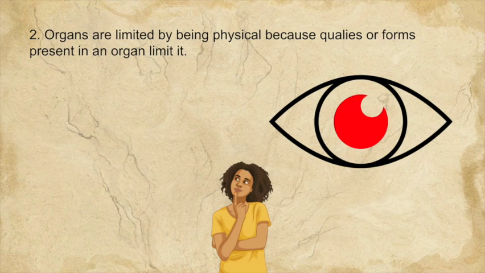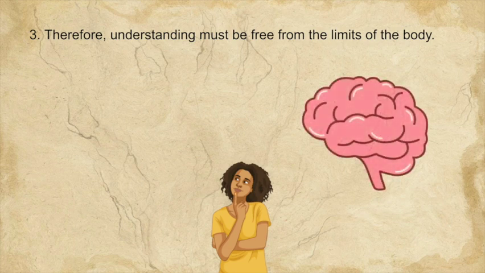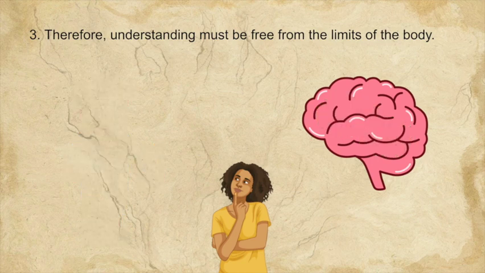Matter present in the mind would limit its ability to understand universals as universal and unlimited. Therefore, understanding must be free from the limits of the body. Note that while understanding uses the brain, it is not reducible to physical operation. Even scientists agree that consciousness has not been accounted for by matter. But the mind still uses the brain in this life because the soul is united to the body.